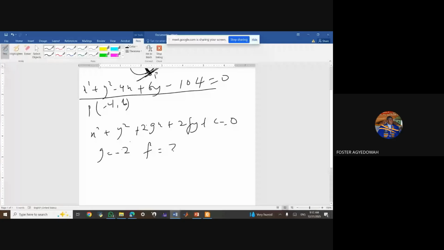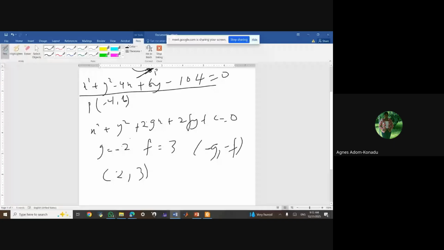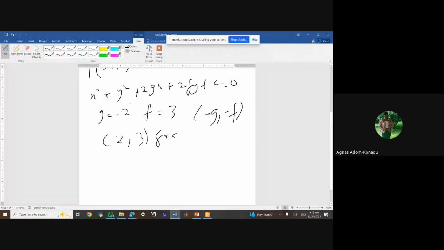G is negative 2 and F is 3. But the center is minus G, minus F. So it means that my center is 2, minus 3. So I have the center here. Then I was given the point P. So let's find the gradient of CP. So what will be the gradient for CP?